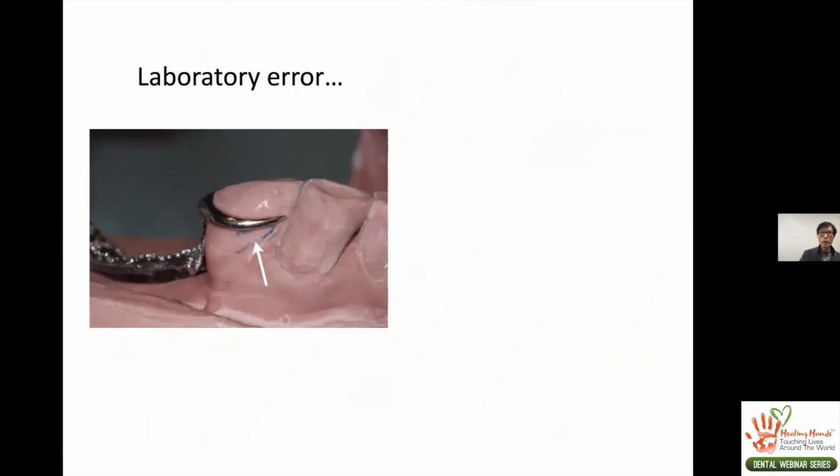Someone has a question. Let me open that up. There are specific indications and contraindications to RPD. Specific, so talking about indications.